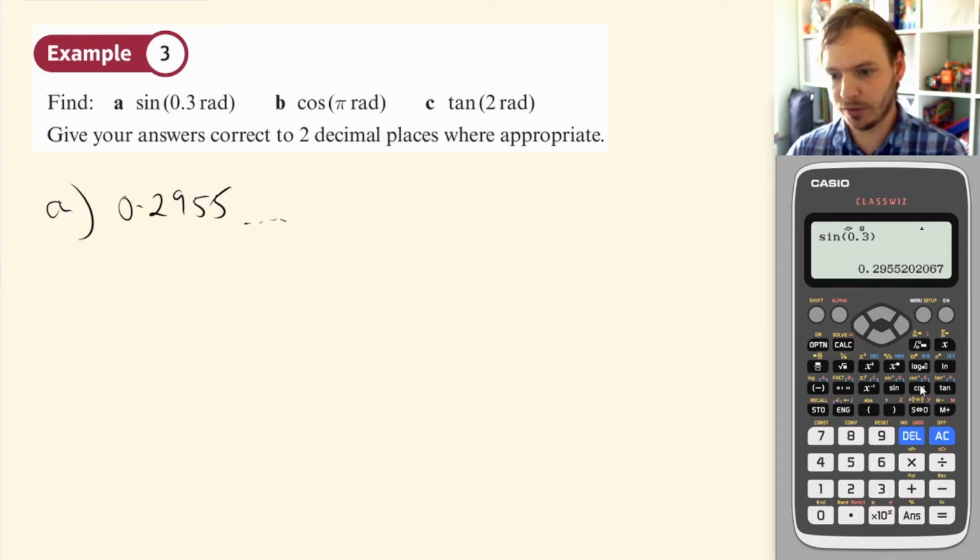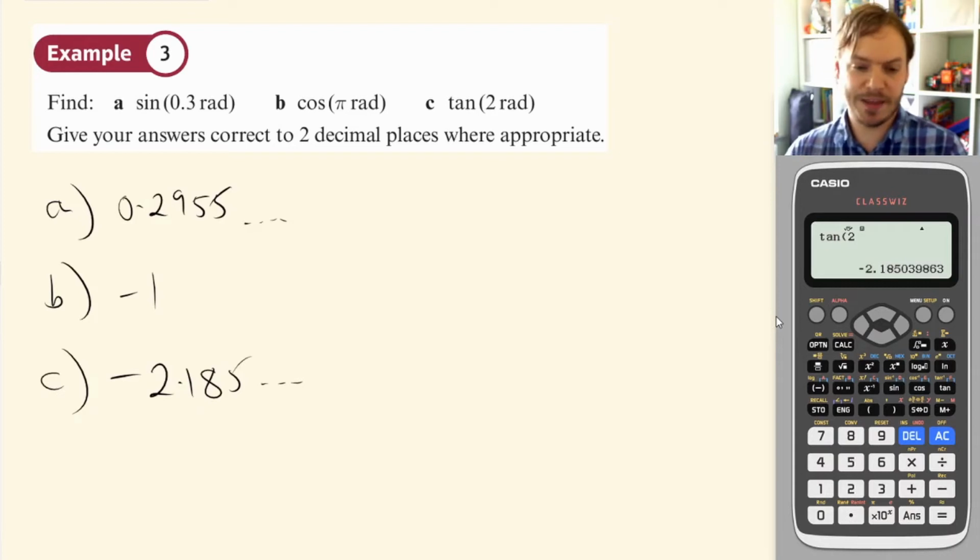And then moving on, cosine of pi radians is -1, and tan of 2 radians is -2.185. Now, there's absolutely nothing complicated about that. Really, this is just making sure that you're getting the right numbers on your calculator. So it's probably worth just doing that example yourself on your calculator to confirm that it's in the right mode and giving you the right numbers. There's nothing hard about it.